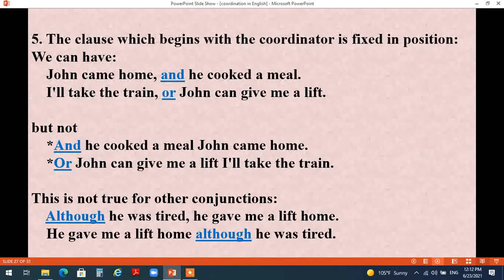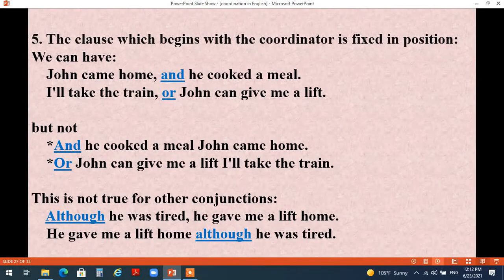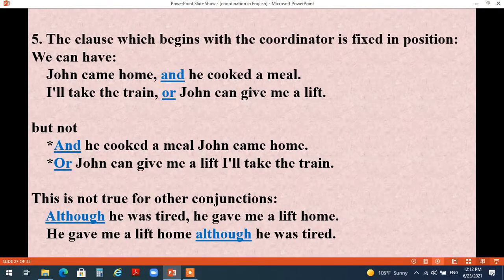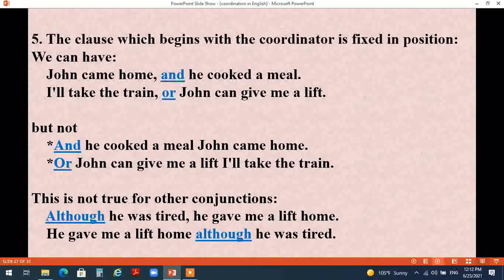Number 5, the clause which begins with the coordinator is fixed in its position. So we can have John came home and he cooked a meal. I will take the train or John can give me a lift. Here you can see that the coordinators have a fixed position. يكون عادة موقع أدوات الربط الcoordinators ثابتا في الجملة لا يمكن تغييره. For example, we cannot say and he cooked a meal, John came home. And we cannot say or John can give me a lift, I will take the train.